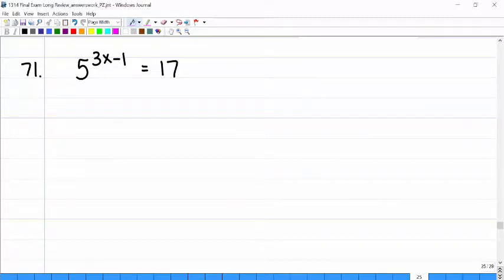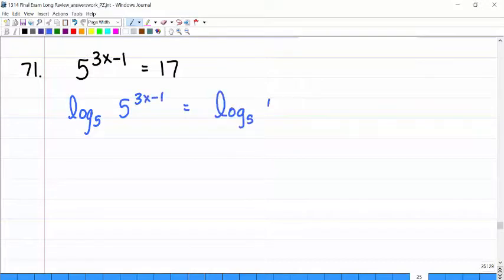Continuing with the Math 1314 Final Exam Review, number 71, solve 5 to the 3x minus 1 equals 17. I've isolated the exponential on the left. Now I need to take the log of both sides. I'm going to choose to take log base 5 of both sides because on the left hand side when I do that, log base 5 of 5 to the 3x minus 1 leaves me with 3x minus 1. So I have 3x minus 1 equals log base 5 of 17.